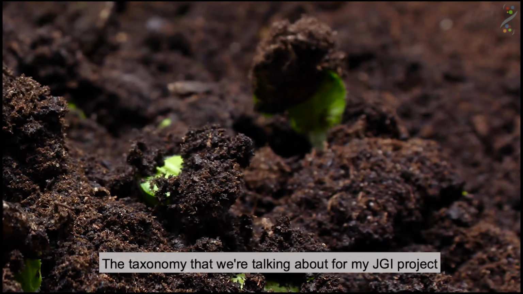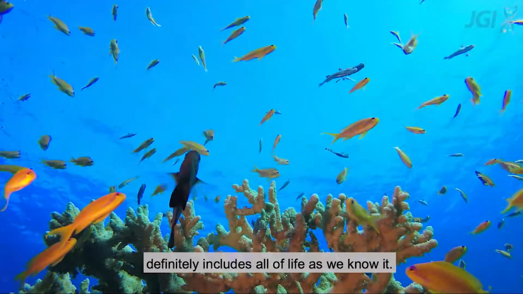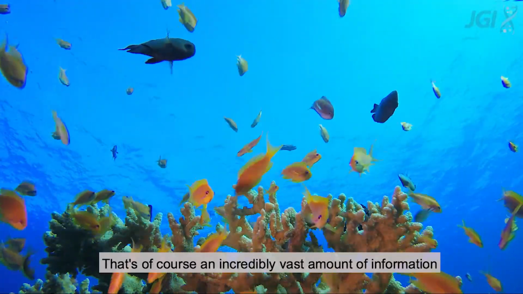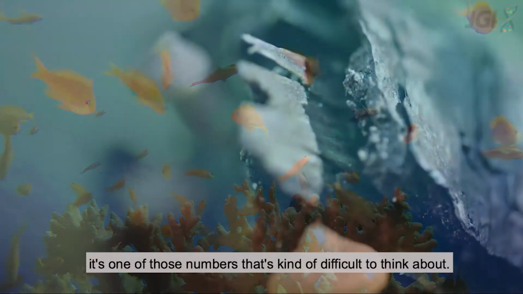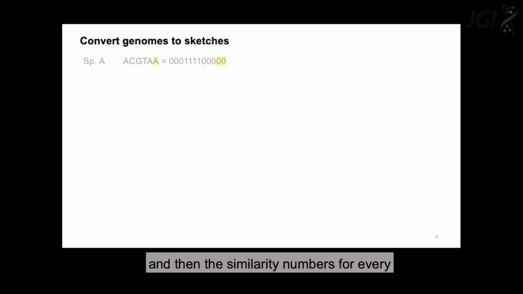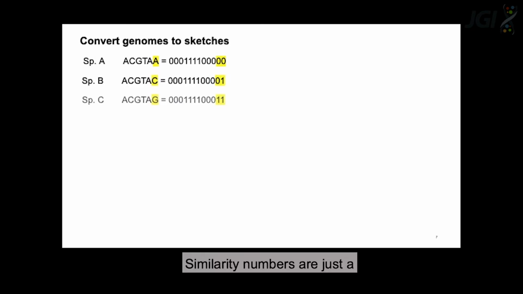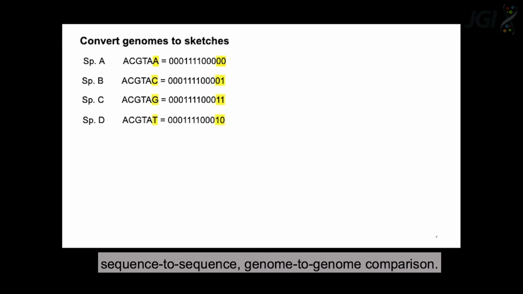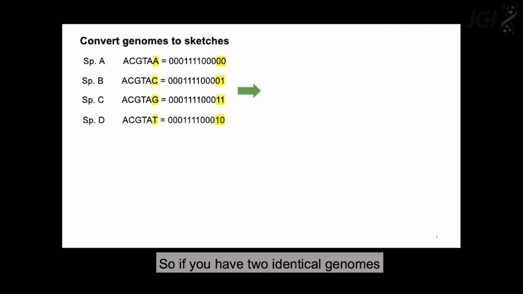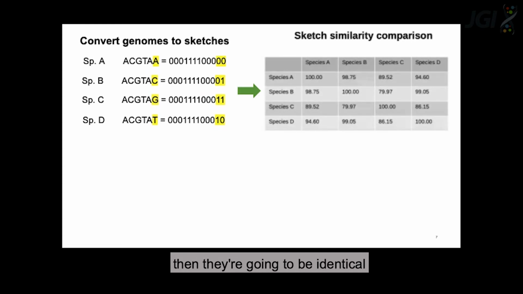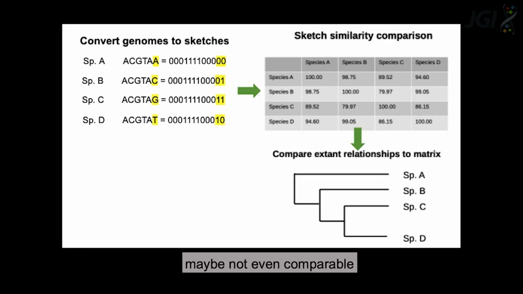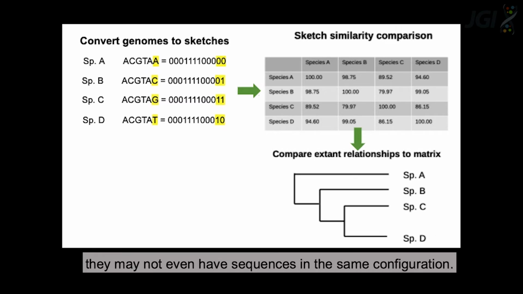The taxonomy that we're talking about for my JGI project definitely includes all of life as we know it. That's, of course, an incredibly vast amount of information. It's one of those numbers that's difficult to think about. We have a taxonomy and then the similarity numbers for every species in that taxonomy. Similarity numbers are just a sequence to sequence, genome to genome comparison. So if you have two identical genomes, their similarity is 100%. Whereas two really disparate genomes are going to be 50% lower, maybe not even comparable. They may not even have sequences in the same configuration.